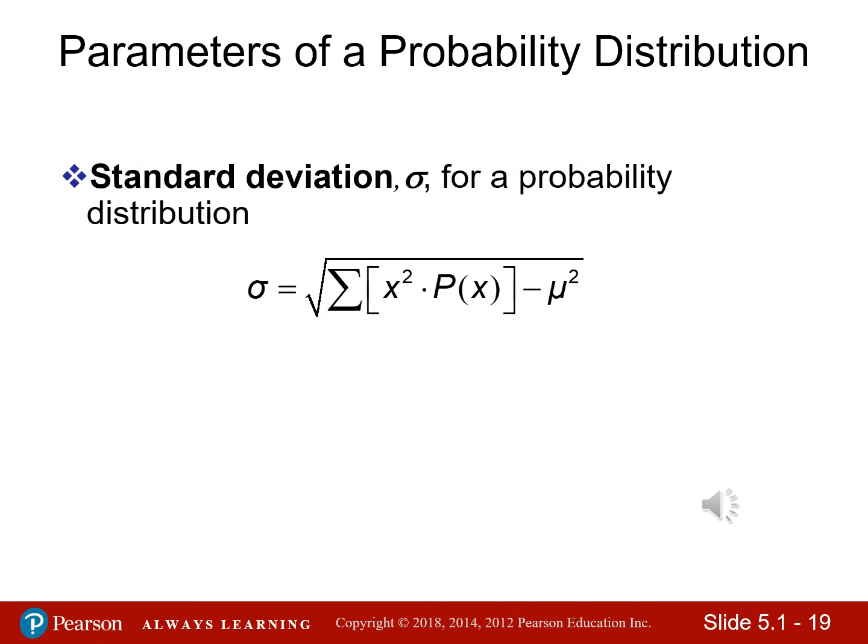And finally, the standard deviation, or sigma, for the probability distribution is sigma equal to the square root of the sum of x squared multiplied by the probability of x, minus the population mean squared.